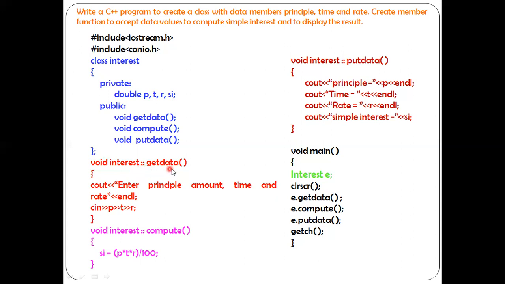Get data is a member function, no parameters at all. So in this member function, we are just accepting the value of principal amount, time period, and rate of interest.